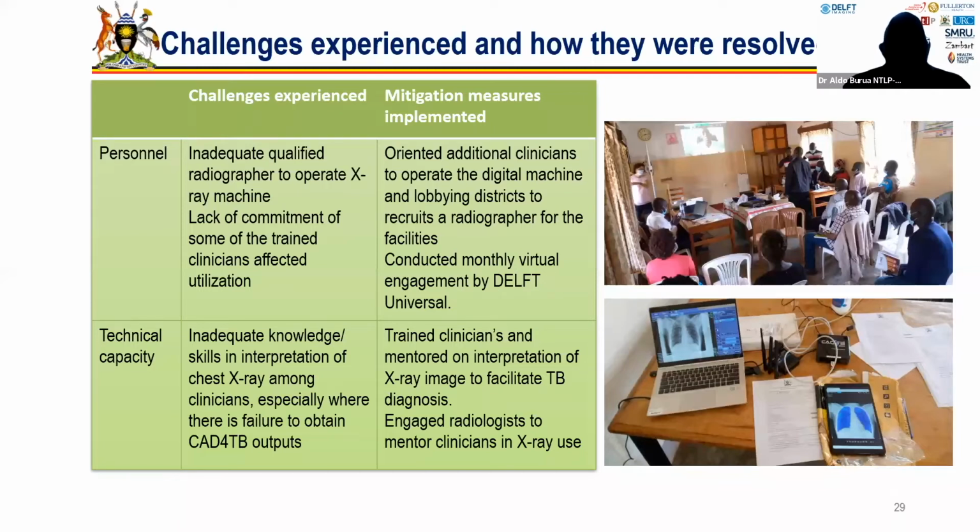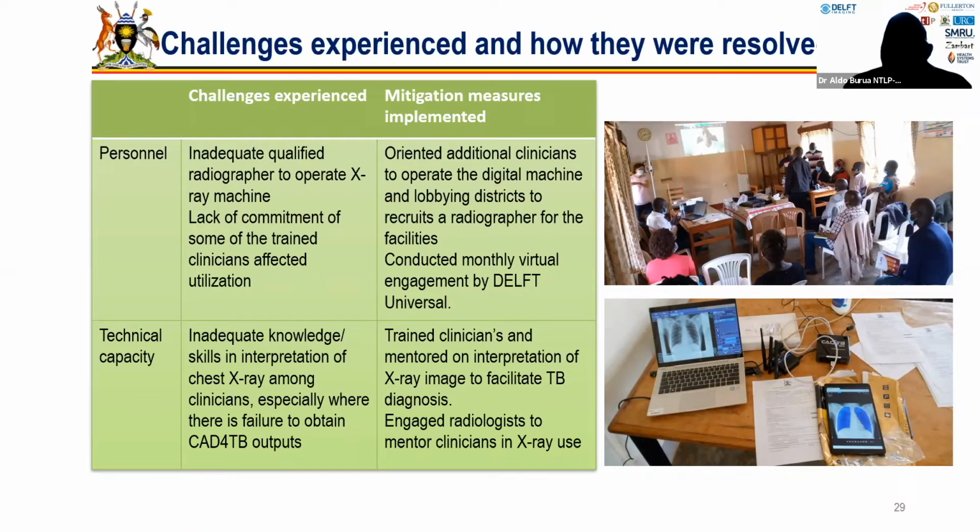One thing we need to appreciate is that we do not have adequate qualified radiographers in the country, let alone X-ray machines in the country. So when this equipment came to the facilities where we placed them, there were basically no qualified radiologists available. Out of the 5 facilities, I think only 2 had radiographers, but the other 3 did not. So we had to identify clinicians and train them.